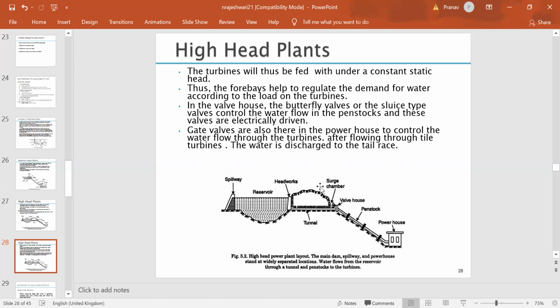And in the valve house, the butterfly valves or the sluice type valves control the water flow in the penstocks, and these valves are electrically driven. And the gate valves are also there in the powerhouse to control the water flow through the turbines. And after flowing through the turbines, the water is discharged to the tailrace.